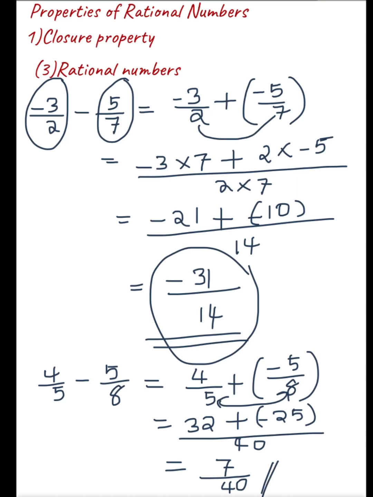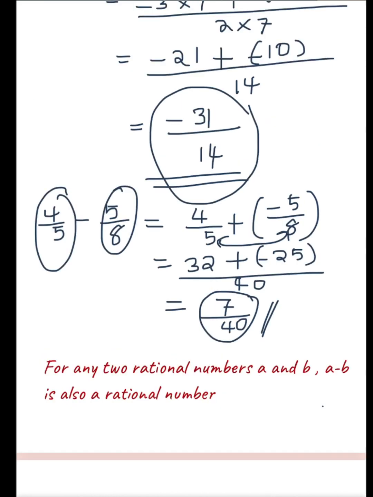So here also you can see that you have taken two rational numbers and subtracted them, and the answer is again a rational number. So from this you can see that rational numbers are closed under subtraction. Or you can say, for any two rational numbers a and b, a minus b is also a rational number. So this is the conclusion.